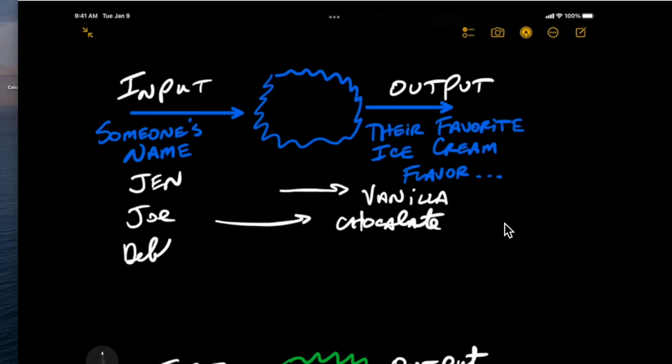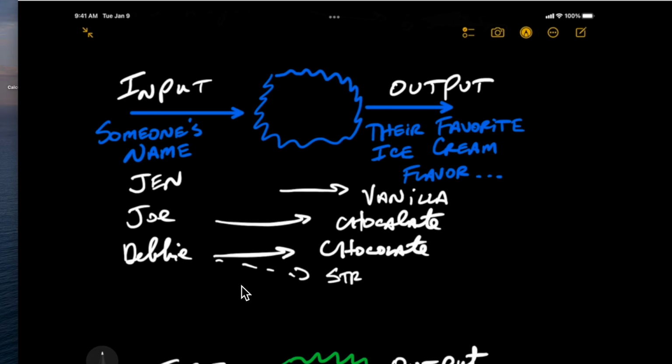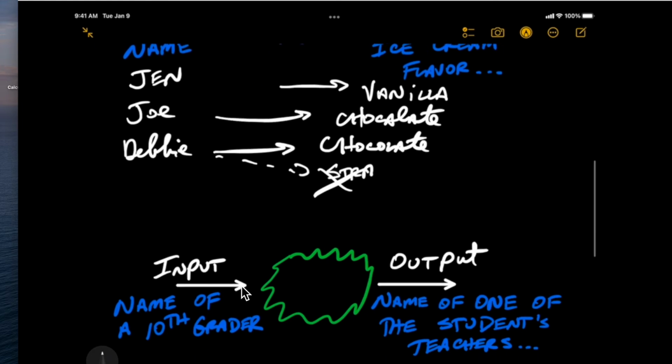Debbie comes along. Turns out her favorite is chocolate as well. That's okay. It's okay for 2 separate inputs to have the same output. What's not okay is if Debbie came along and said, I like chocolate and I like strawberry. That would invalidate this as a function.